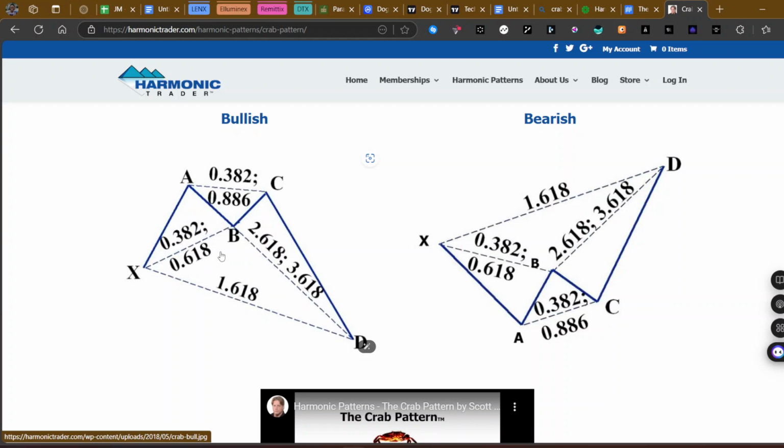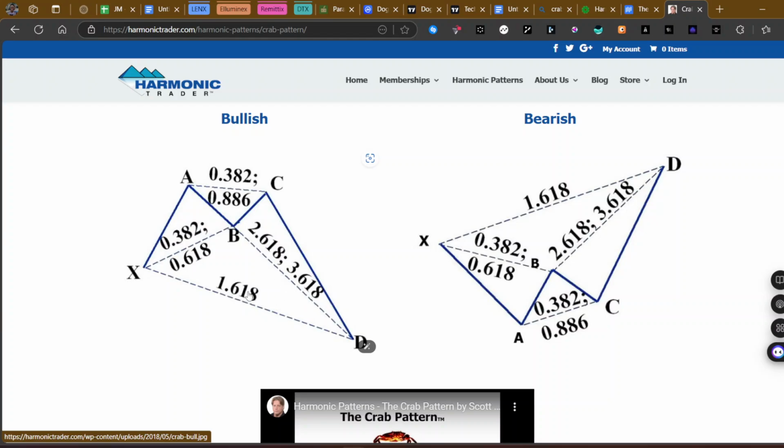Now, let's go over these points quickly. Point X is the starting point where the price first begins to move. Then point A is the first significant high or low in the price move. Point B is the retracement from point A, typically between 38.2% and 61.8% of XA. Then point C is where the price retraces from point B and is often at 38.2% to 88.6% of AB.